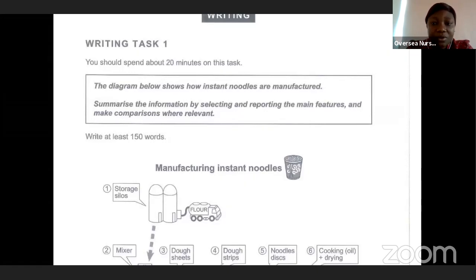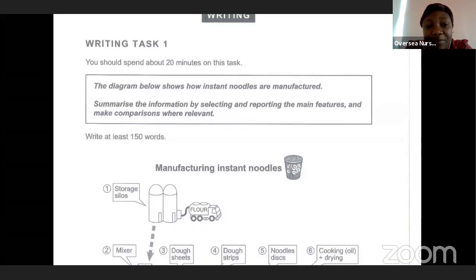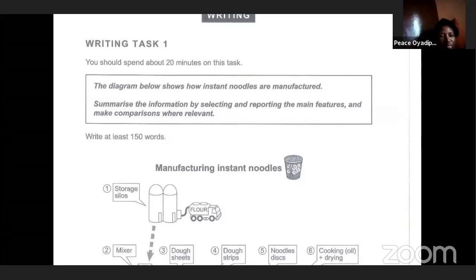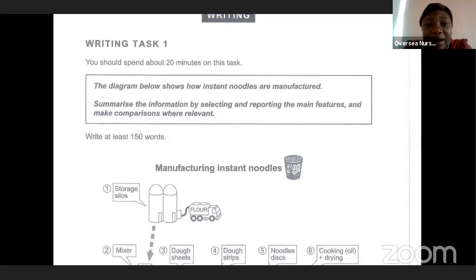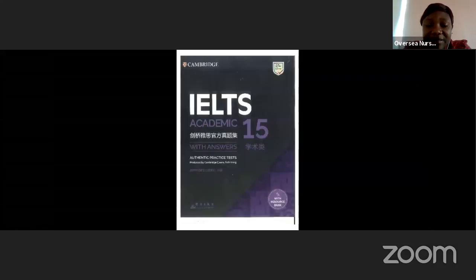Fine, thank you. All right, so can we get other words now? Synonyms for diagram below. What do we use? The given diagram. Can we use that? Give information. It shows how instant noodles are made. Instant noodles. What other word can we have for instant noodles? Can we change it? Pasta. How they are made, how they are produced, how they are manufactured.